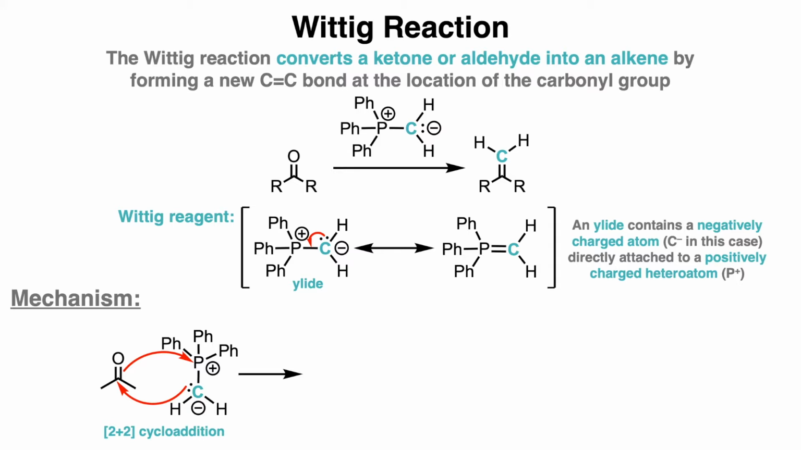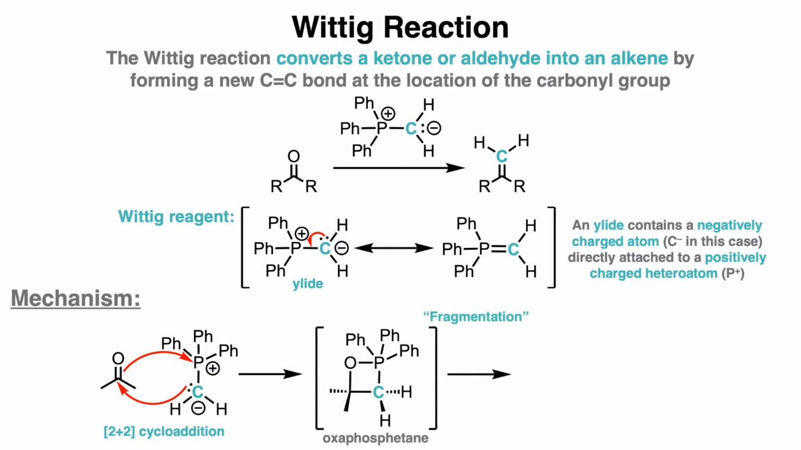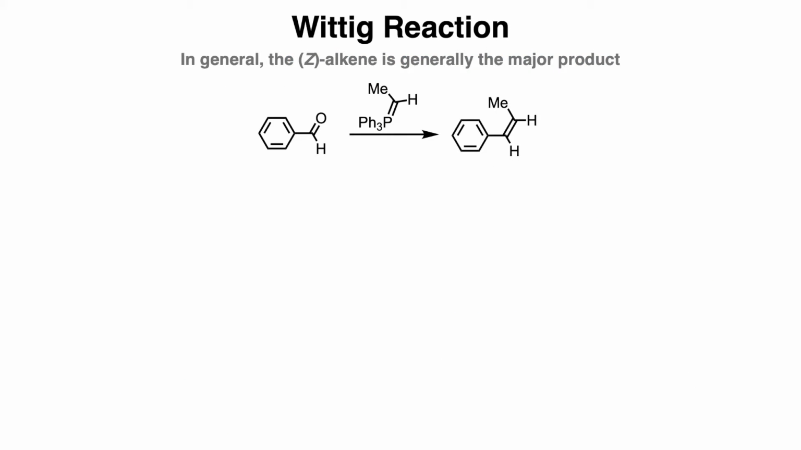Then the carbonyl pi bond attacks the positively charged phosphorus atom to form a four-membered ring intermediate called an oxaphosphetane. Then this intermediate undergoes fragmentation where the phosphorus-carbon bond breaks to form a new alkene pi bond, while the C-O bond breaks to form a new pi bond between O and P. This gives the alkene product.